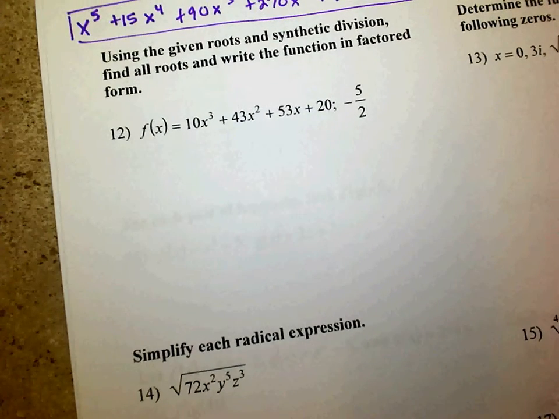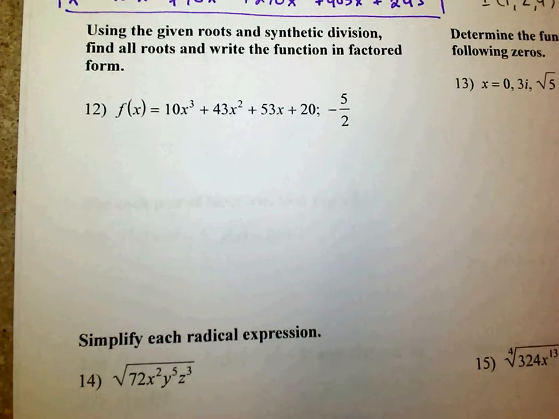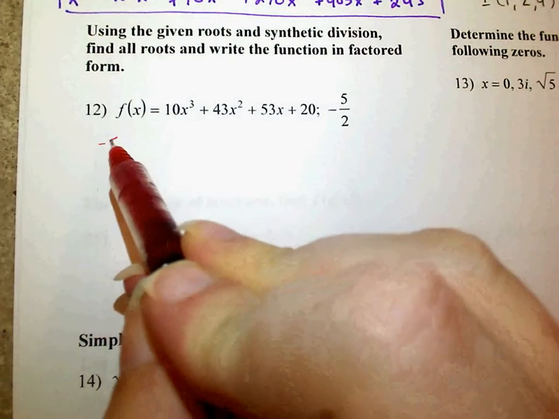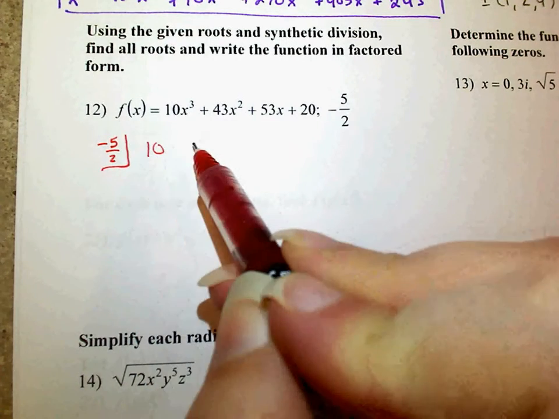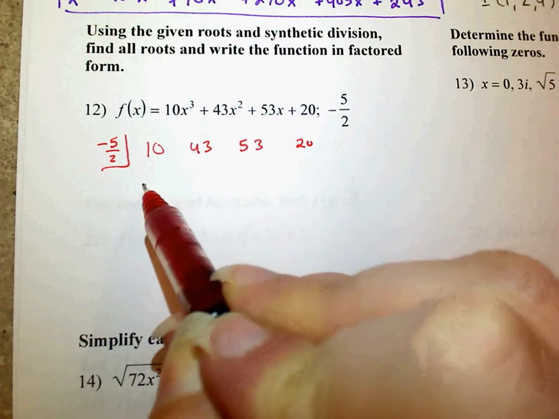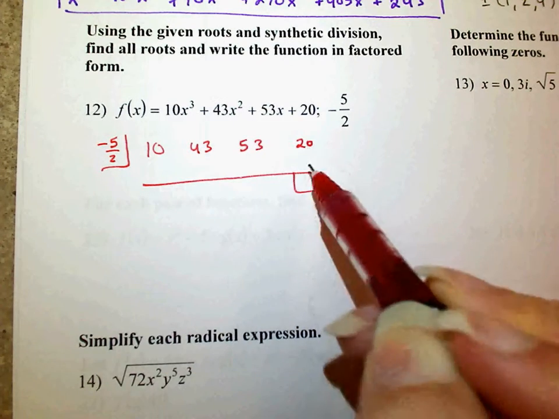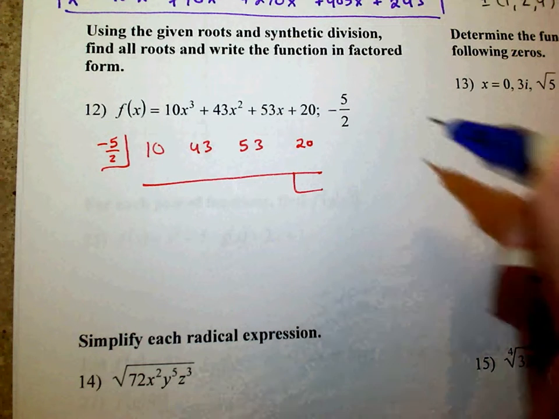Okay. So first I want to do synthetic division with negative 5 halves. So I'm going to do 10, 43, 53, and 20. If you get a number like this in a problem, and it's a fraction, chances are it's going to simplify really easily. Or don't forget you always have a calculator if you're unsure and dealing with that.